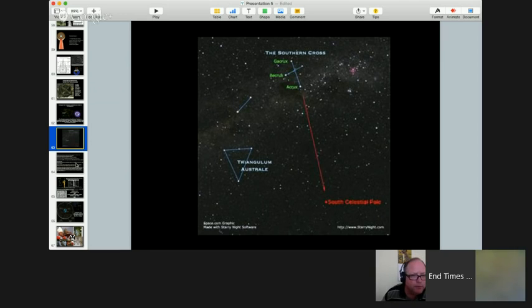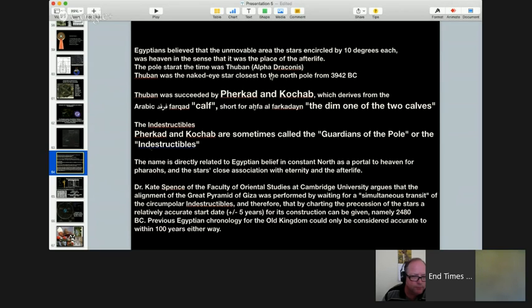Before, we talked about the Thuban star used to be the pole star, and it's Alpha Draconis, and it was closest to the pole in 3942. It was succeeded by these two stars, Kochab and Pherkad, and it derives from Kaf, and the short term is dim, one of two calves. And so they are also called the Indestructibles. The Egyptians believed that in the afterlife, this was a place that they could go to. And so they believed that this was a portal, which is the North Star.